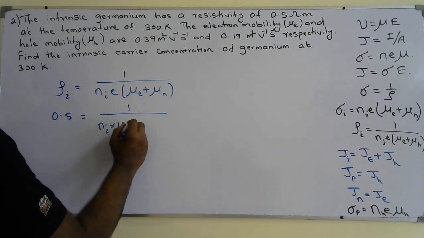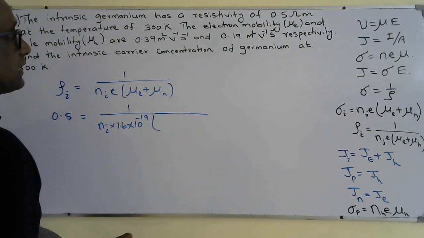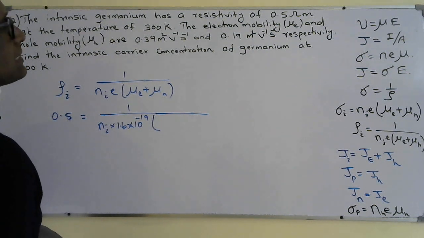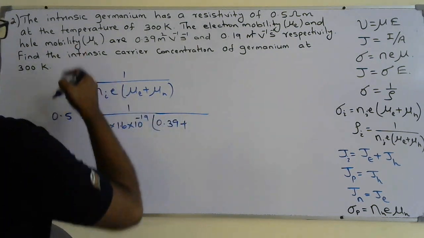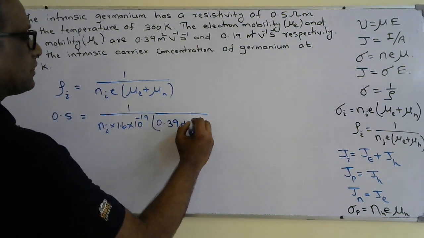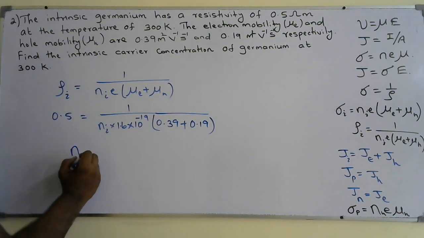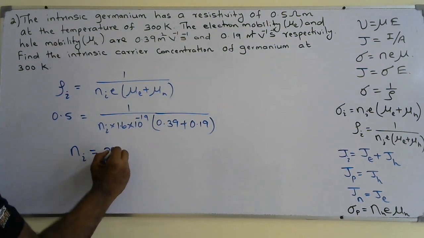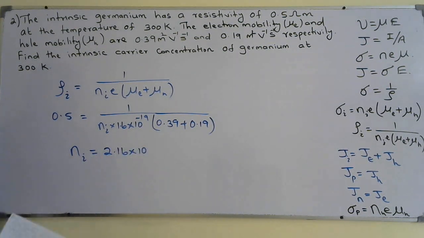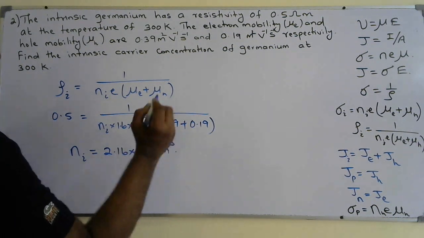So 1.6 times 10 to the power minus 19. Mu E and mu H are given. Mu E is given as 0.39, mu H is 0.19. Okay, so we know everything. Find the Ni, that's the carrier density of the intrinsic semiconductor. You will get the answer 2.16 times 10 to the power 19 per meter cube.